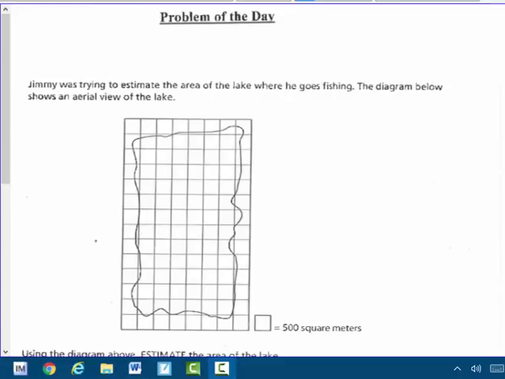Well, that pretty much follows the pattern of a rectangle. I would probably draw a rectangle around that and find that area. Go ahead and do that. Explain what you did, how you got the answer.